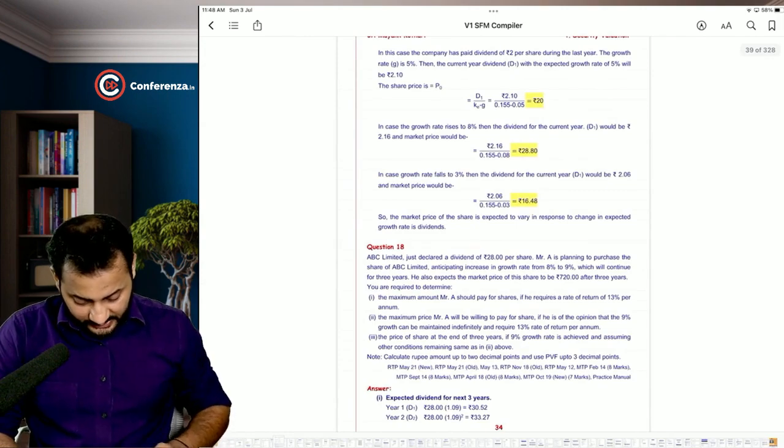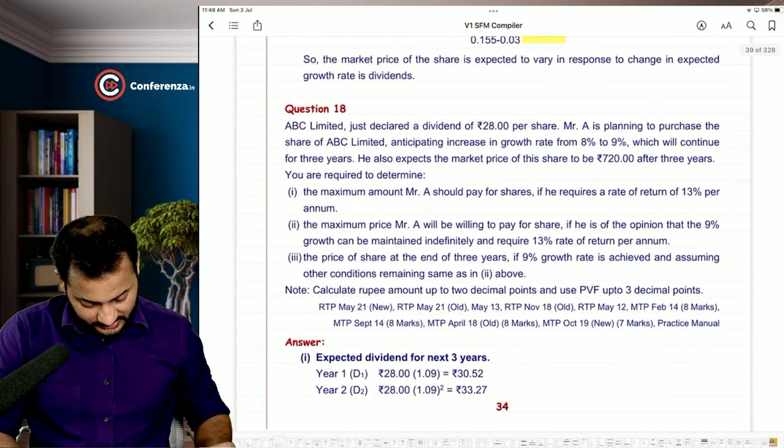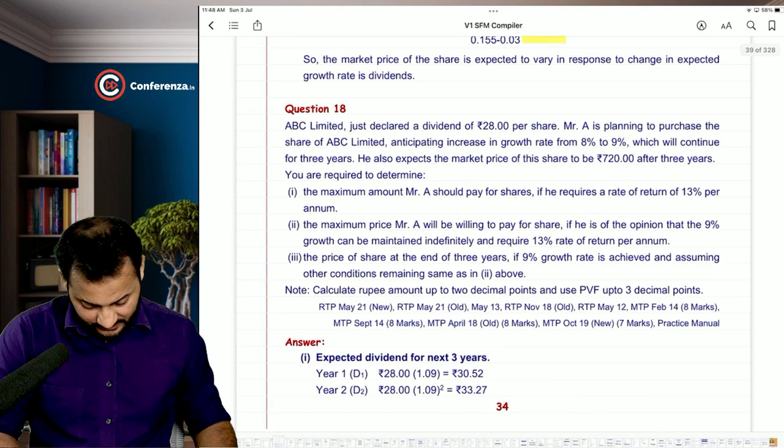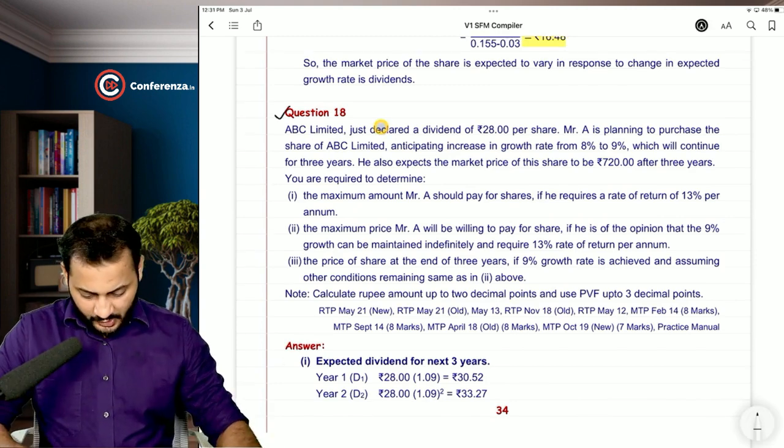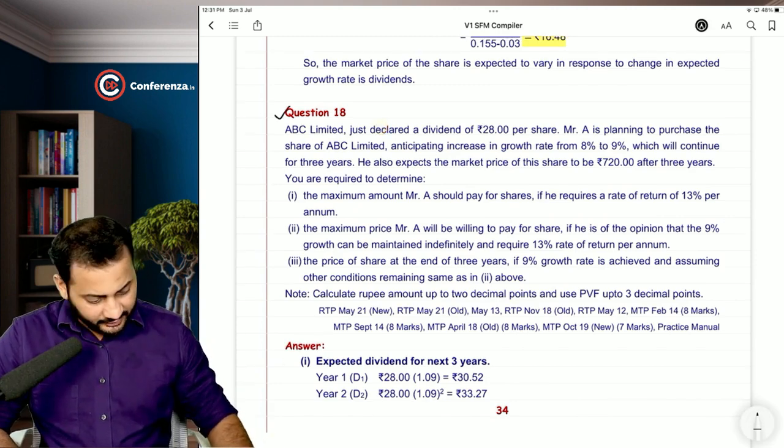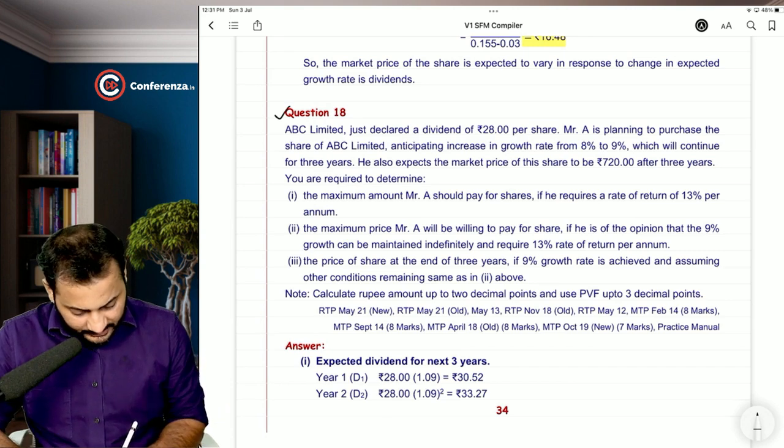So question number 18 is what? Let me just have a look. Yeah, let's take question number 18 now. See, ABC Limited just declared a dividend. Now underline the very first thing, just declared.